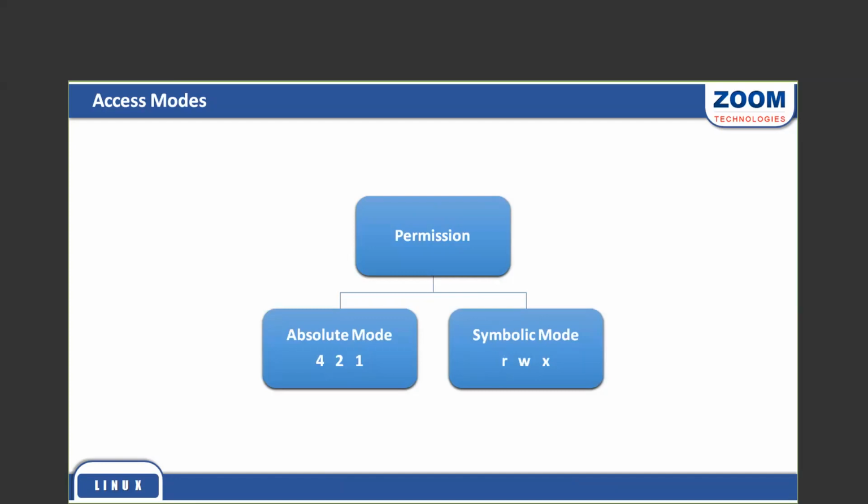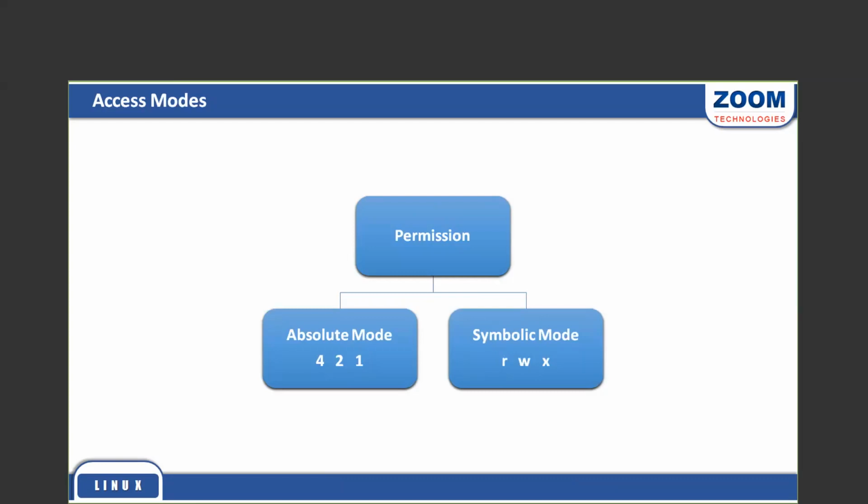So when the permission is given by using alphabets, what is it called? If the permission is given by using the alphabet, it is called symbolic mode. When the permission is modified by using numbers, it is called absolute mode.